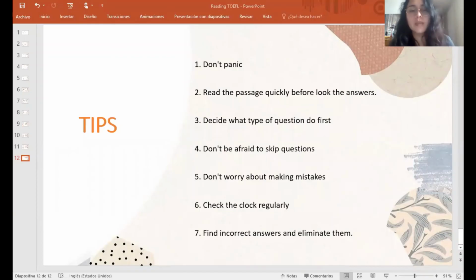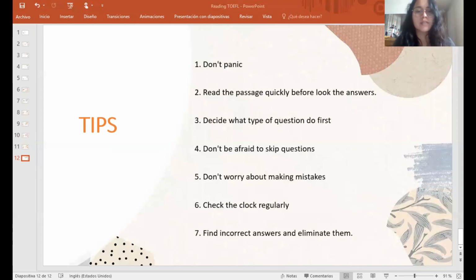Okay, some tips and strategies for improving specific TOEFL reading skills are: don't panic. This is the most important thing because we need to feel comfortable when we take the exam. Also, we have to read the passage quickly before you look at the answers. Another tip is to decide what type of questions you prefer to do first, questions that are easy for you. You can select the easiest or more difficult questions.